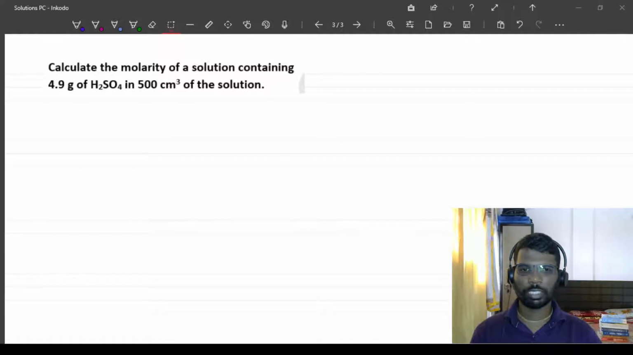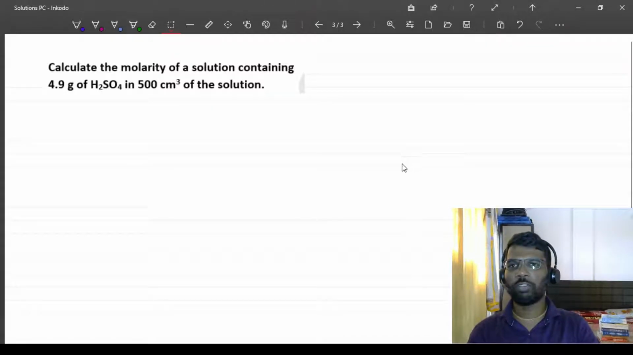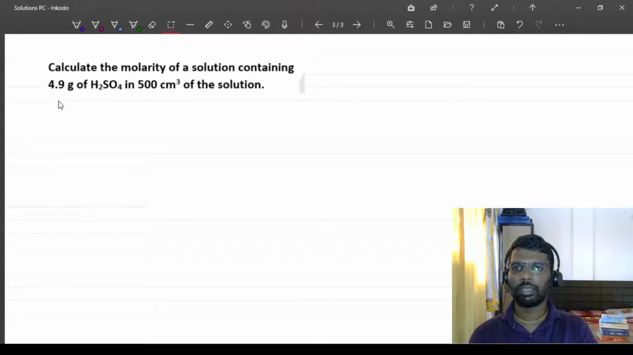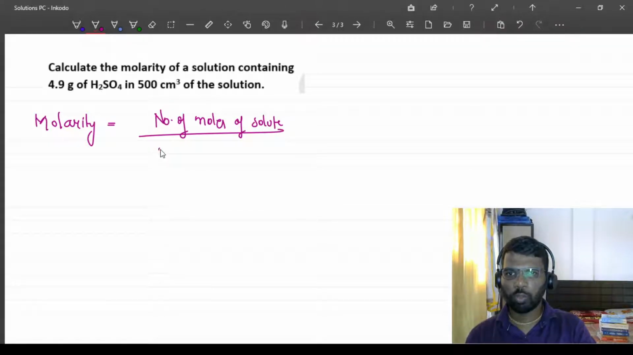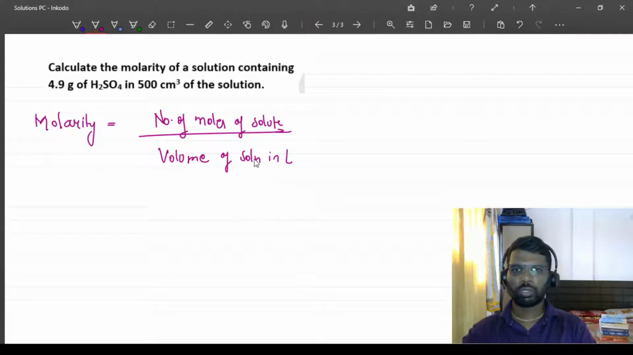Okay, here is the next question. Calculate the molarity of the solution containing 4.9 gram of sulfuric acid. Molarity is equal to the number of moles of solute upon the volume of solution in liter. Okay, liter is always capital L. So this is the volume of solution in liter.